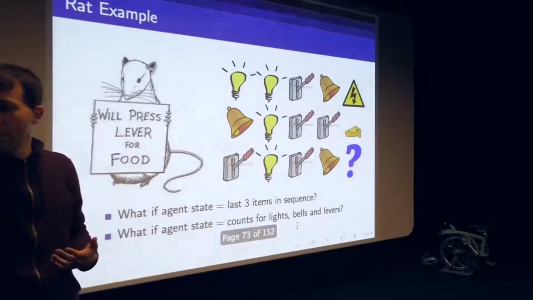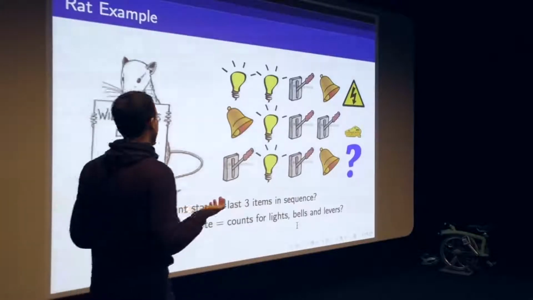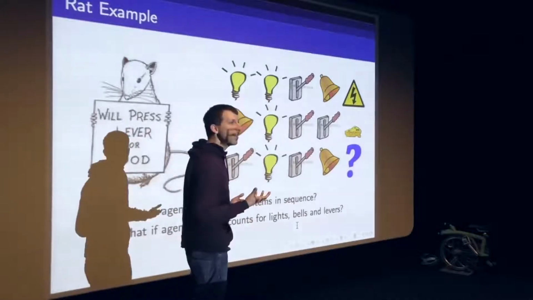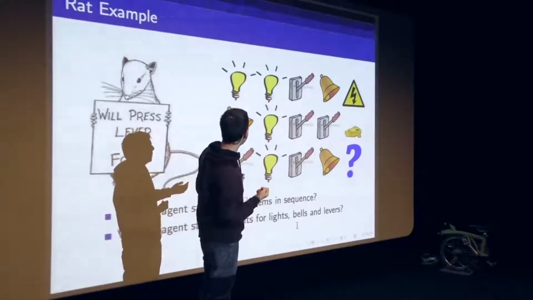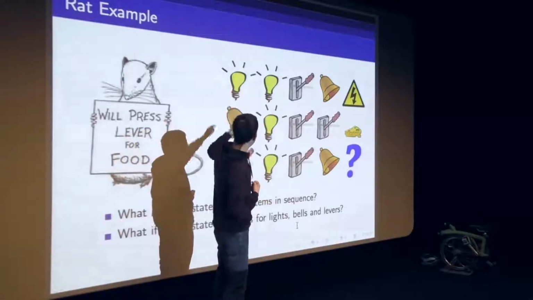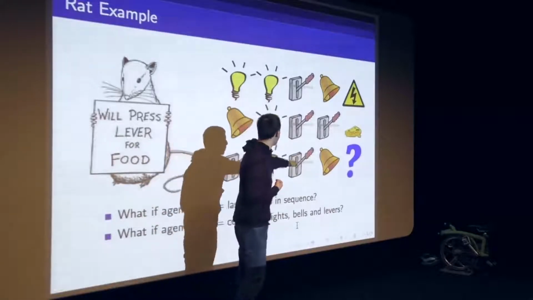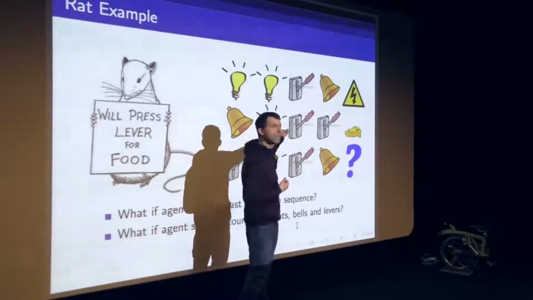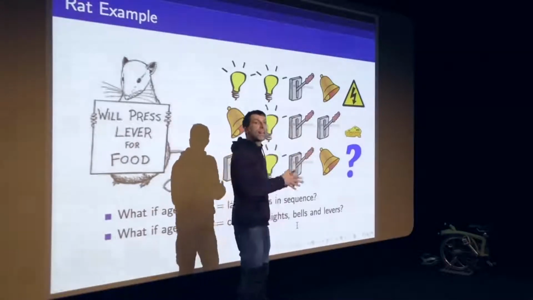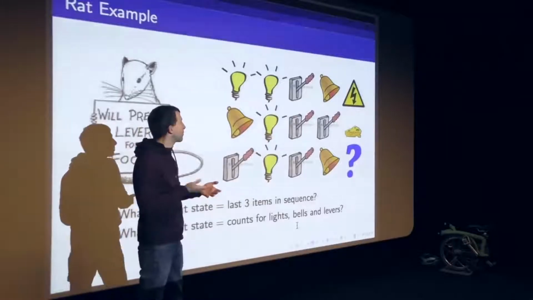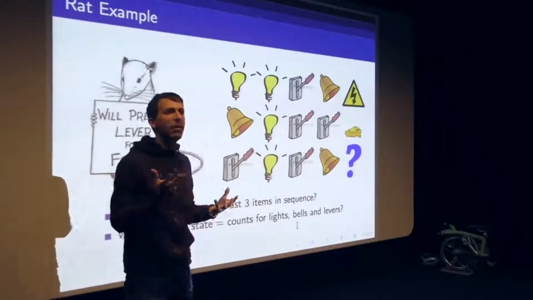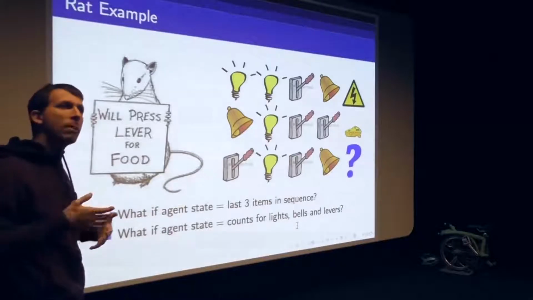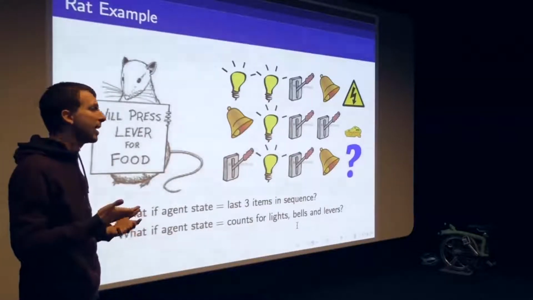You might, for example, choose the agent state to be counts for the lights, the bells, and the levers. So if that was your agent state, then you might count them up and say, hey, look, in this example, we see the lever being pressed twice, the light has come on once, and the bell has sounded once. So that's exactly the same as this second episode here. So if that's our representation of state, we would expect that the cheese would appear now. So it should be clear that what we believe will happen next depends on our representation of state.